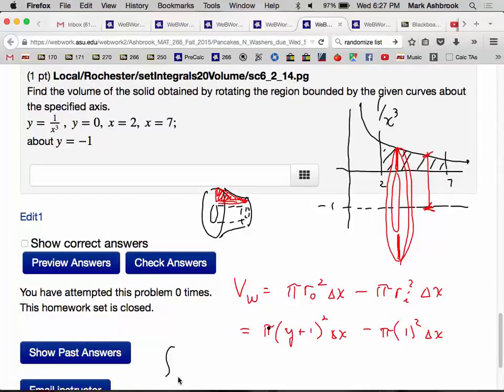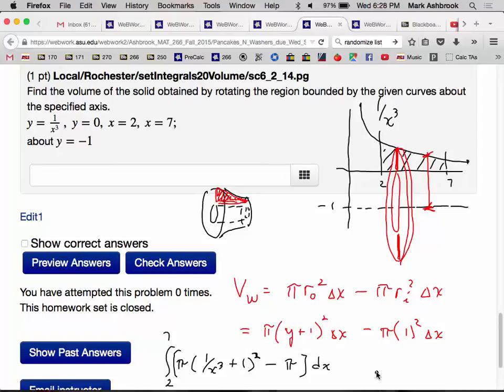So we're going to integrate from left to right. The first washer at the left side is at x equals 2. And then we're going to stack all the washers across, and the last washer will be at 7. It'll be pi times, the y is our 1 over x cubed, so 1 over x cubed plus 1 squared minus 1, dx. Questions on setting that up?